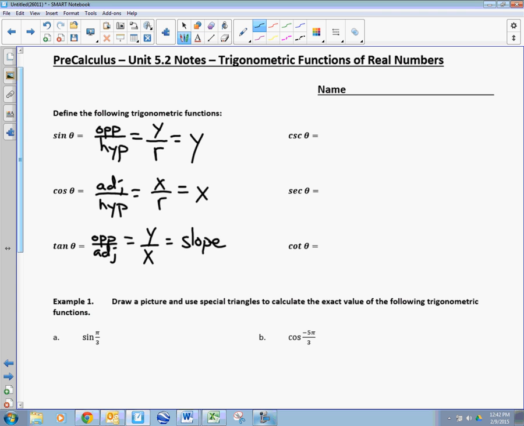Cosecant is simply the reciprocal of sine. It is the hypotenuse divided by the opposite, or r over y, or 1 over y. That's what cosecant is. It's the reciprocal. You just flip it upside down. Secant is the reciprocal of cosine. So hypotenuse divided by adjacent, which is r over x, which is 1 over x.